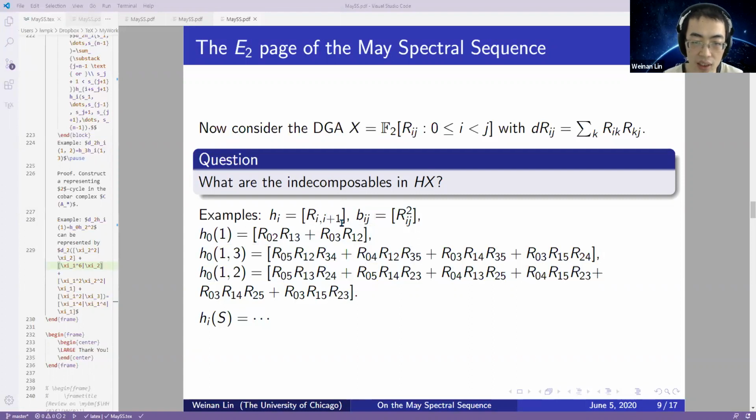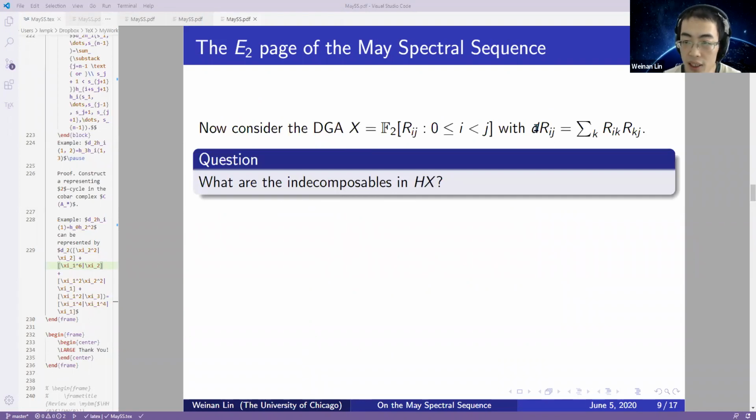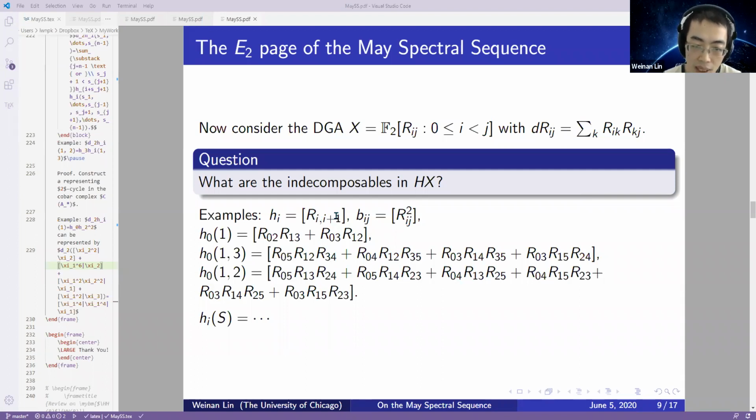So this element is in the first diagonal line, and because of this formula, you see that if j equals i plus 1, then in order to get a non-trivial summand, k must be strictly between i and j. If i is right next to j, then there's no differential. The differential is trivial. So therefore, R_{i,i+1} is a cycle, and the homology class is denoted by h_i.